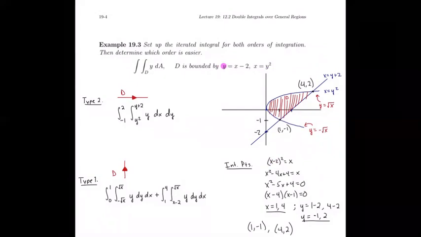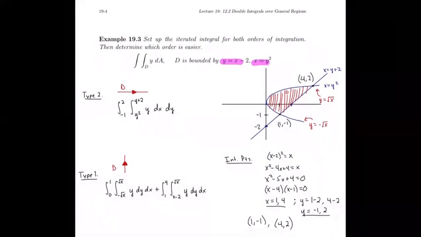Plug that back into either one of these curves, and we'll get what's down below, negative 1 and 2 for our y values. So our coordinates are (1, negative 1) and (4, 2). This is crucial because given which way we decide to set our integrals up based on the types of regions we choose, we'll either need our x components, 1 to 4, or negative 1 to 2 in the y components.